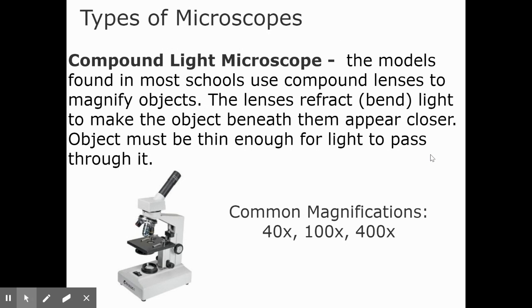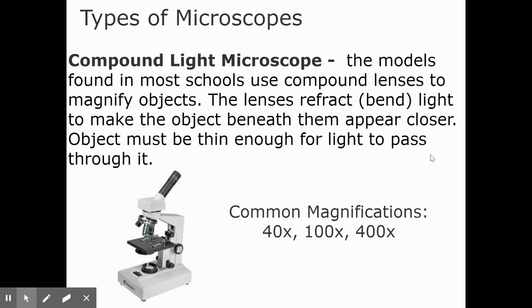All right. So, first type, compound light microscope. This is the one that we're going to use most often in the laboratory. It uses compound lenses to magnify objects. The lenses bend the light to make them appear closer. Most of the ones that we use have three common magnifications: a 40 power, a 100 power, and a 400 power. And we get that by multiplying the power of the eyepiece that you look through, which is a 10, by the power of the objectives that we have.